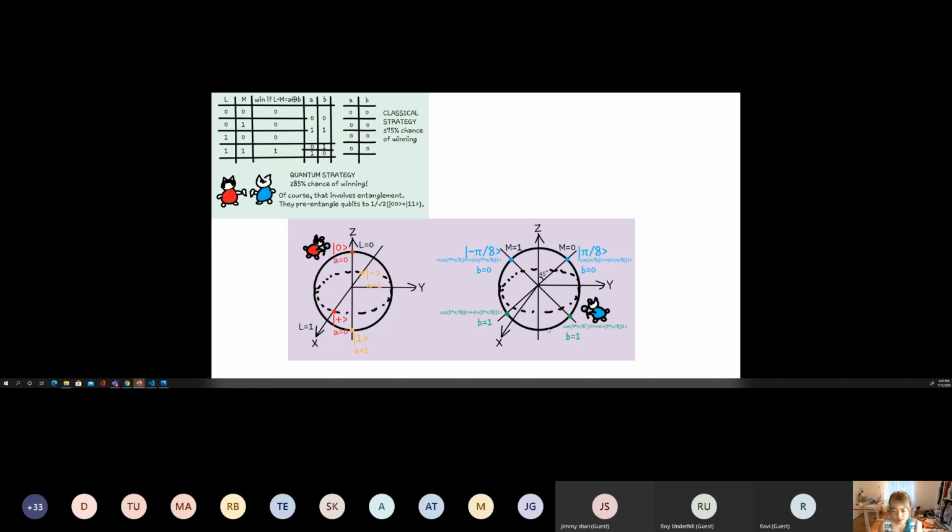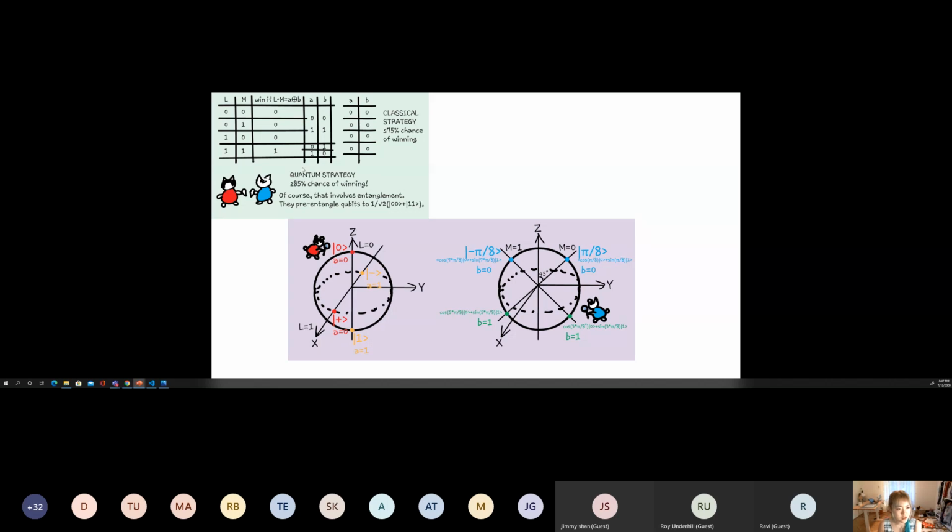So Bob agrees that if he measures pi over 8 or minus pi over 8 in the m equal to 1 case, then he will report b equal to 0. If he measures either of these two states, based on what the referee asks, he would report b equal to 1. So this can guarantee that they have a really high likelihood of getting this table right. Because you can already see that these two are closer to 1, and these two are closer to 0.